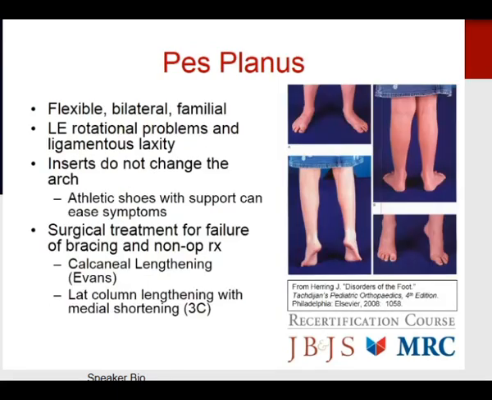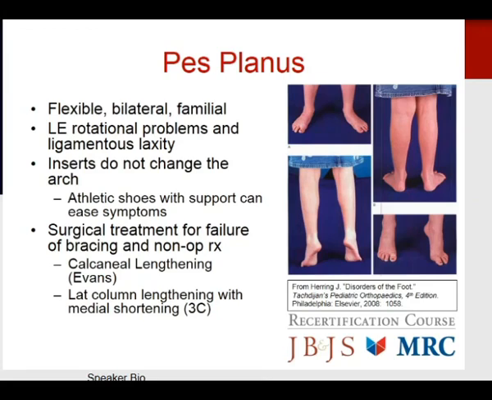Pes planus, or flat foot deformity, is flexible, frequently bilateral, and frequently runs in families. Oftentimes these patients have external tibial torsion and may have ligamentous laxity as well. The mainstay of non-operative treatment for symptomatic patients is inserts, braces, or athletic shoes with a good arch support. However, it's important to note that these modalities do not actually change the shape of the arch.